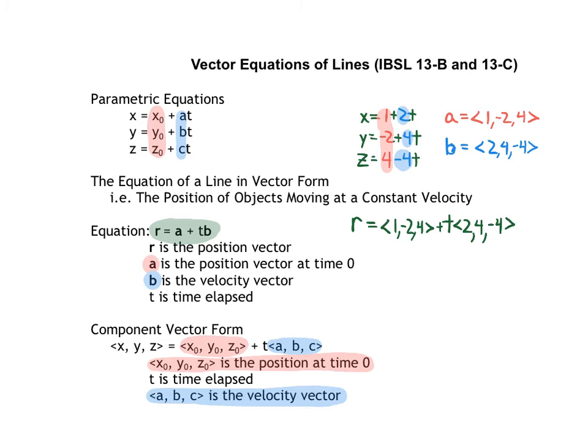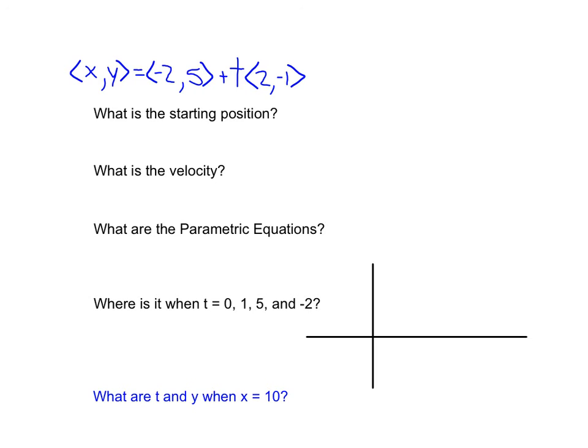And basically, here's what you need to be able to do. If you're given the component vector form like I just wrote, you should be able to write down the parametric equations. If you're given the parametric equations, you should be able to write down the vector equation. Okay? Alright, so let's practice this for a second and make the connection. I gave you one with only 2 dimensions just to start here.